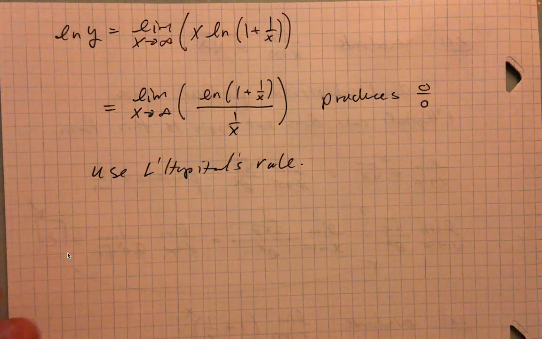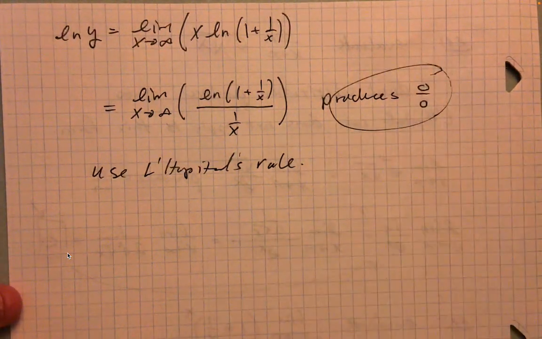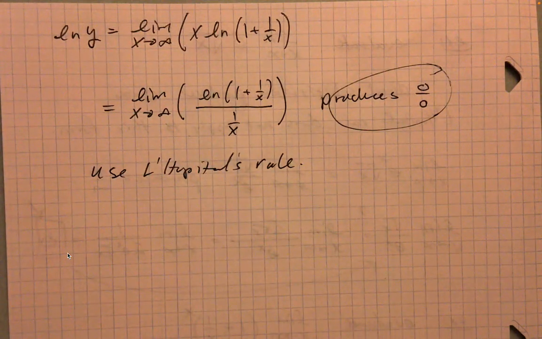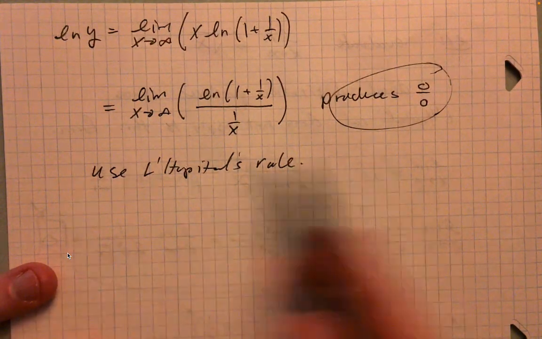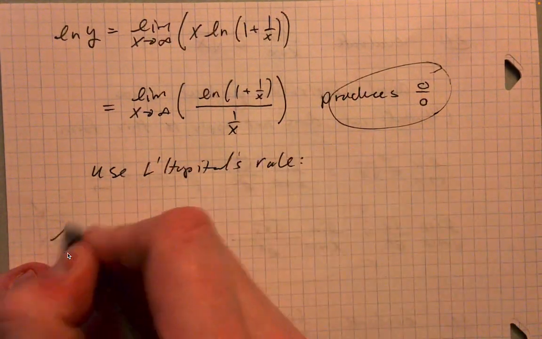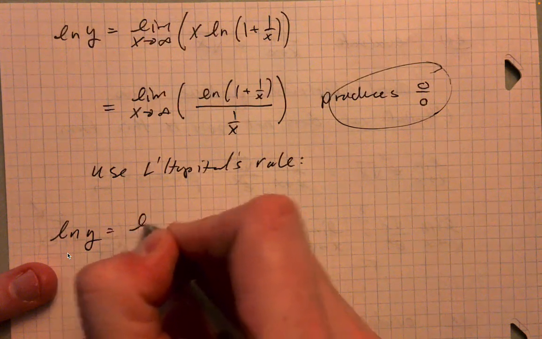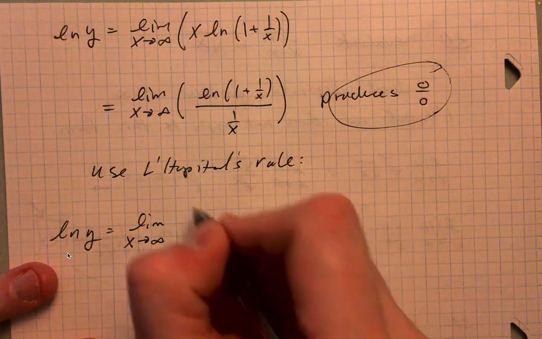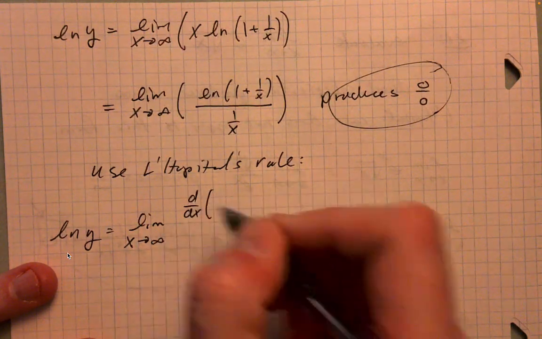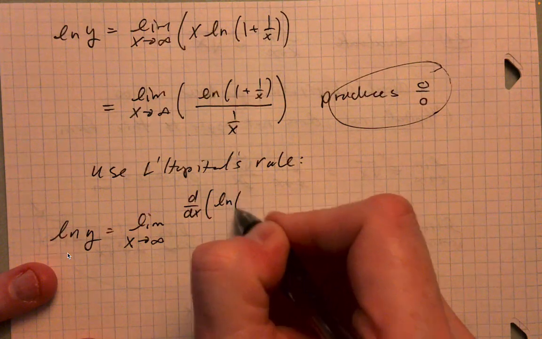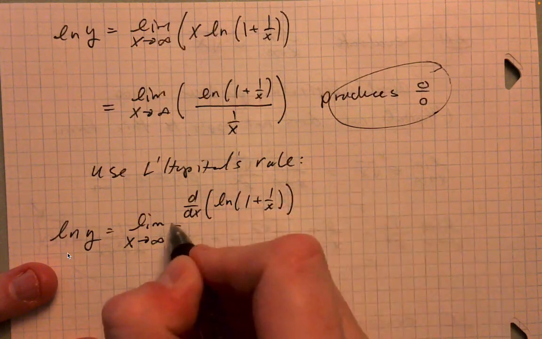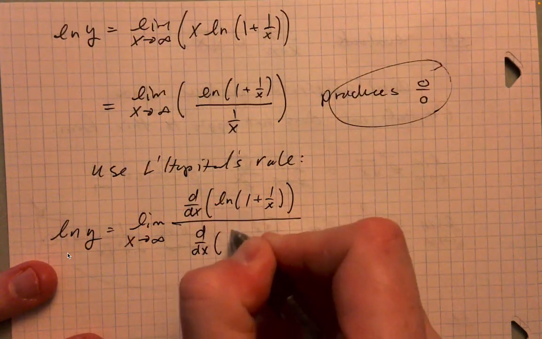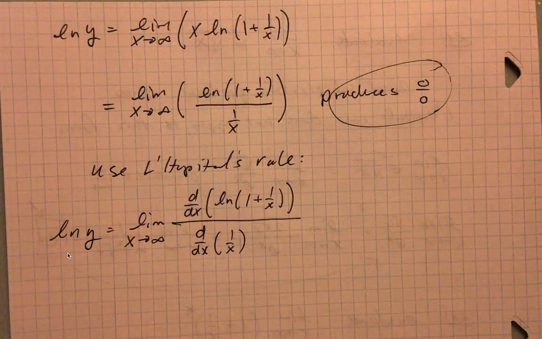So we've maneuvered this expression so that it produces an indeterminate form. We know that the top and bottom are differentiable and that the derivative of the bottom is non-zero. And so this means we can use L'Hopital's rule. So we have the natural log of y is equal to the limit as x approaches infinity of the derivatives here. So d dx of the natural log of 1 plus 1 over x, that's the top, differentiating this right here. And then d dx of 1 over x. Okay, perfect.